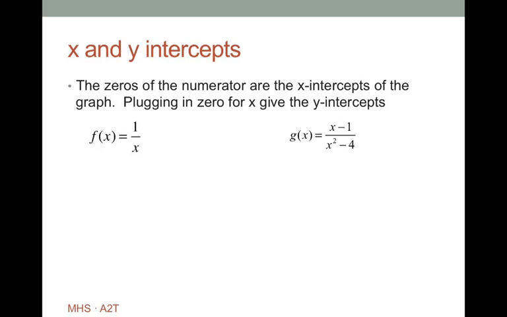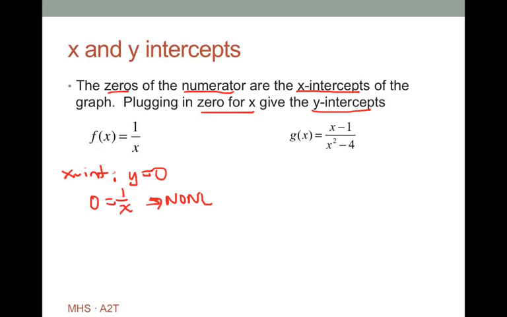Okay. Zeros of the numerator are the x-intercepts of the graph. Plugging in a 0 for x gives the y-intercepts. So we want to know the intercepts. That's helpful when you're plotting these graphs, to plot the intercepts. So an x-intercept is when y is equal to 0. And so in this case, it doesn't really work out. You go 0 equals 1 over x. You multiply both sides by x, you get 0 equals 1.